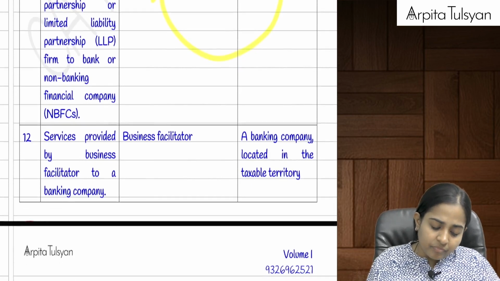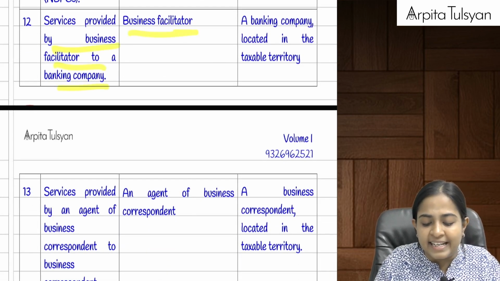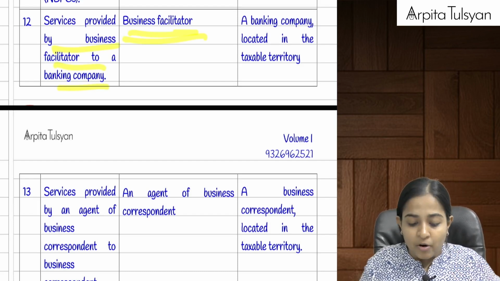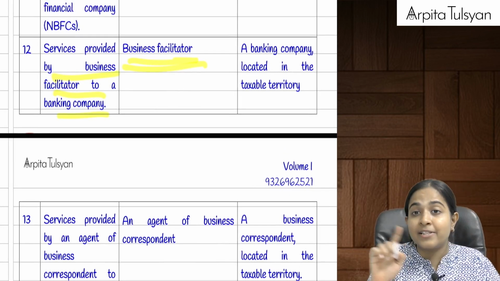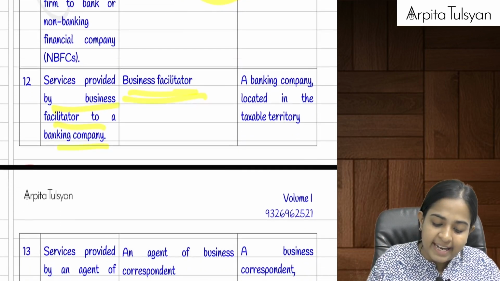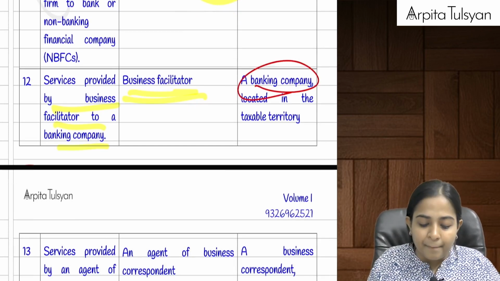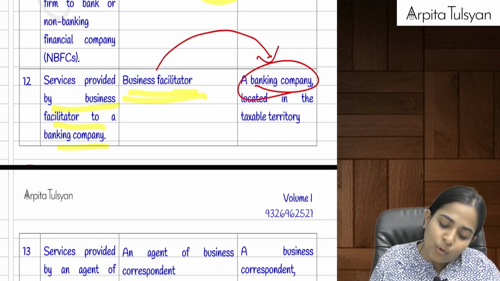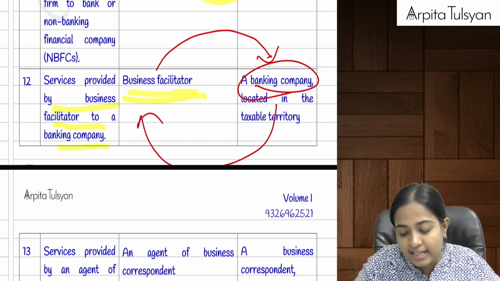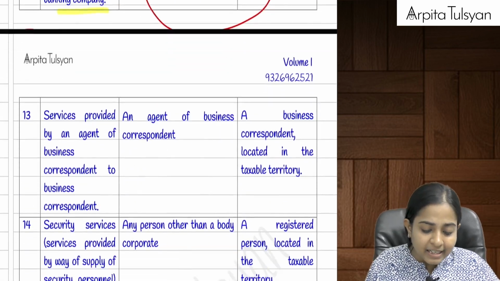Then the next one, services provided by a business facilitator. A business facilitator is just like an advisor. He's not an agent, there is a difference. He is the one who provides business advice to the banking companies. If a business facilitator is providing such services, the banking company would be paying something to the business facilitator. On that, the liability to pay the tax is on the banking company.